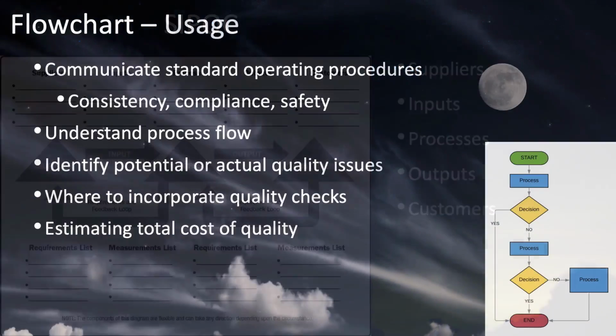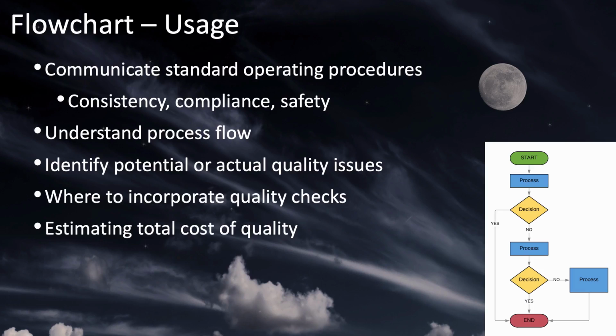Flowcharts have a number of different uses. One is to communicate process flows, such as standard operating procedures, in order to maintain consistency, ensure compliance, or maximize safety. They can be used to understand the process flow of operations as well as project activities.